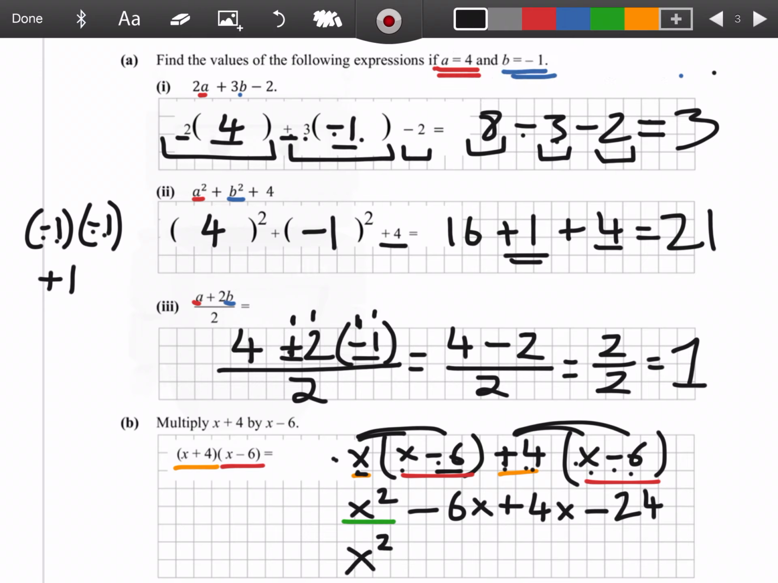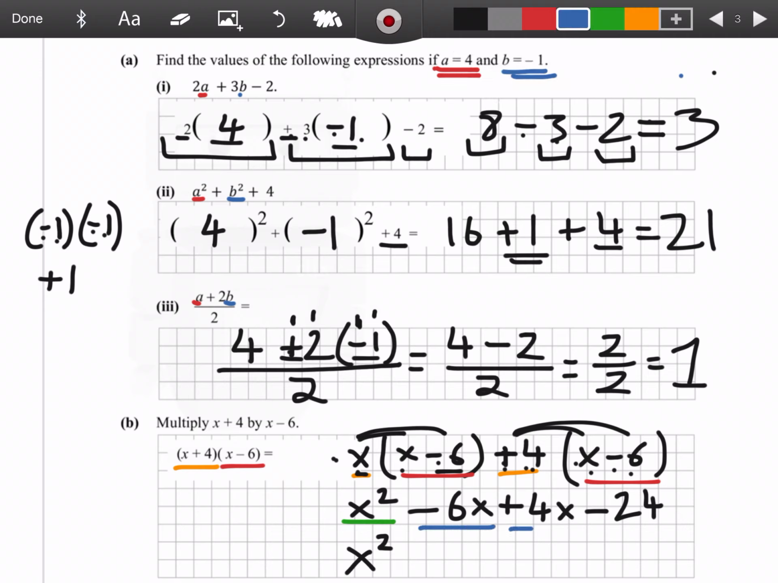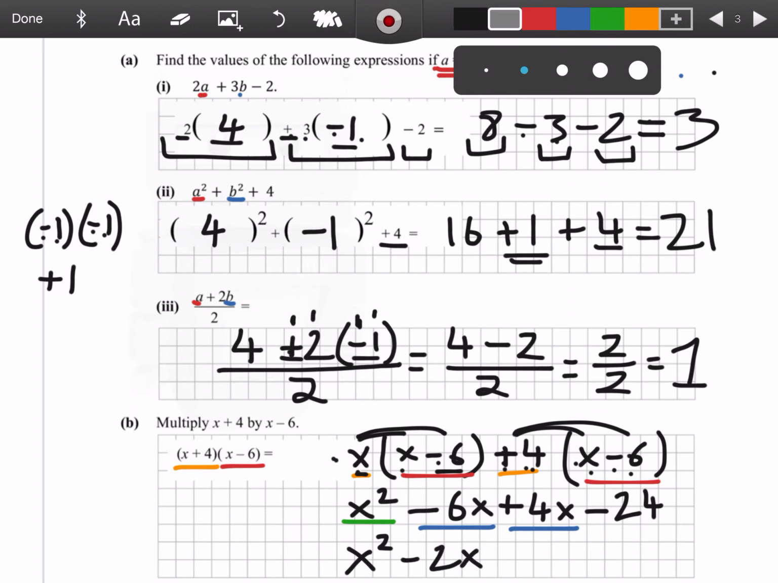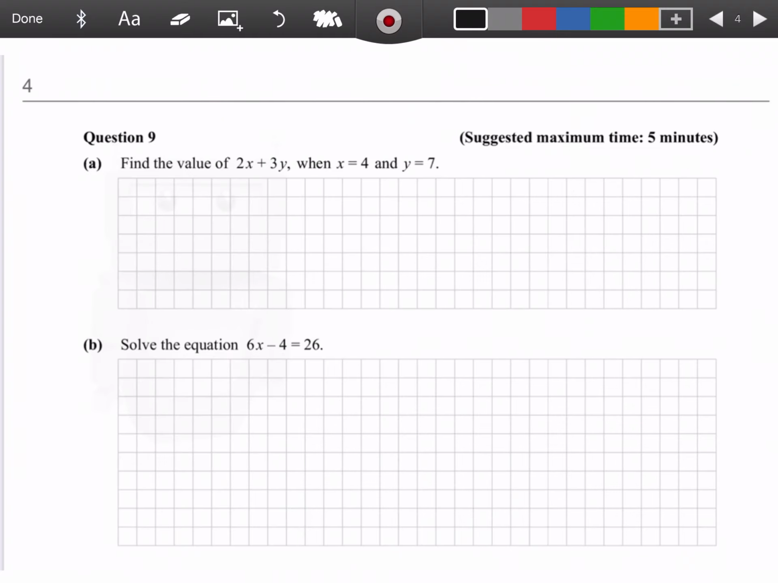I have minus 6x plus 4x. So minus 6 plus 4 gives me minus 2x. Minus 2x. And then minus 24 is on its own. No other numbers, so I can just carry that down. Alright. So that's question 3 done. I'll do question 4 and then we'll stop it and we'll break it up from here.